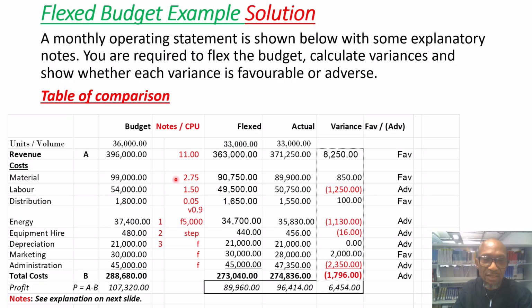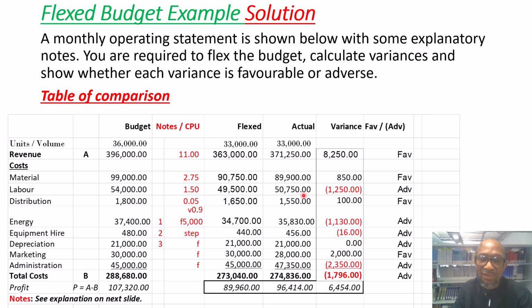Now, pick on the cost side. Let's look at the material cost. If you watch carefully, you notice that the flex budget is actually higher than the actual performance. So if you deduct 89,900 from 90,750, we have a favorable variance of 850.